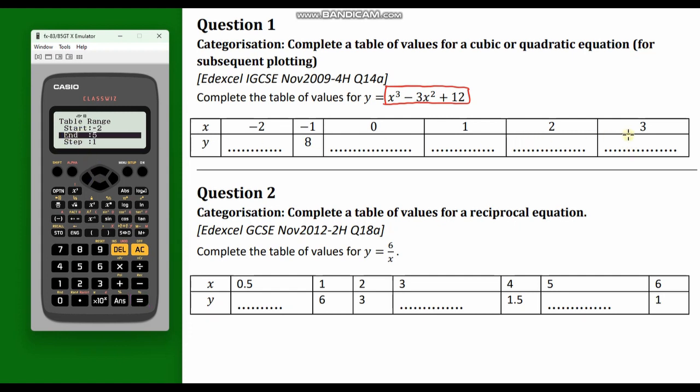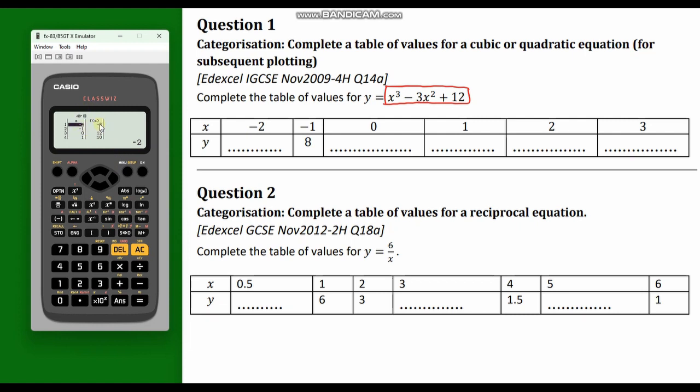The end part, so the last number is 3. So press 3 equals, and then this last step is just what are we going up by each time, and we're going up by 1 each time. So our step is 1. So we just press equals, and it gives us our table of values.